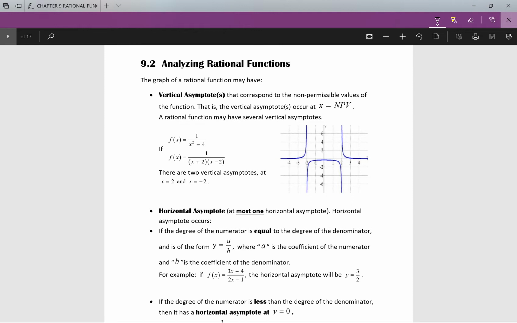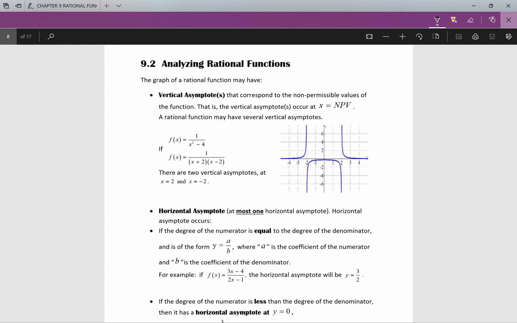Welcome back, guys. Now what we're going to do is start 9.2, Analyzing Rational Functions. The first little bit that we're going to go through is just rolling through some notes and explaining some of the things that are going to be going on here. And then we'll move into some of the examples. So 9.2, Analyzing Rational Functions.